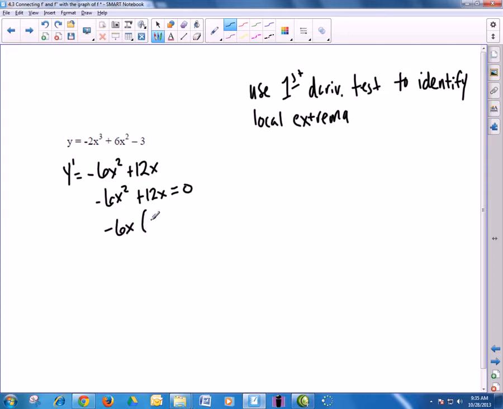Take a negative 6x out. That gives you then x minus 2 quantity, and set it equal to 0. So this set equal to 0 is 0, and x minus 2 set equal to 0 is positive 2. So then those are our critical points.